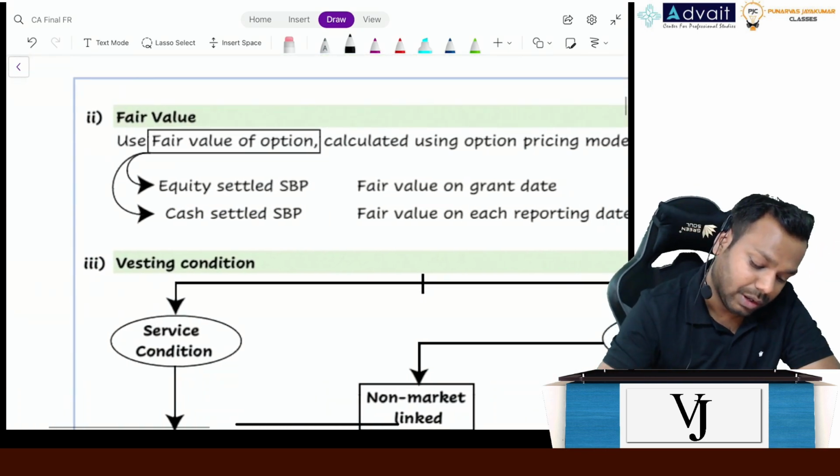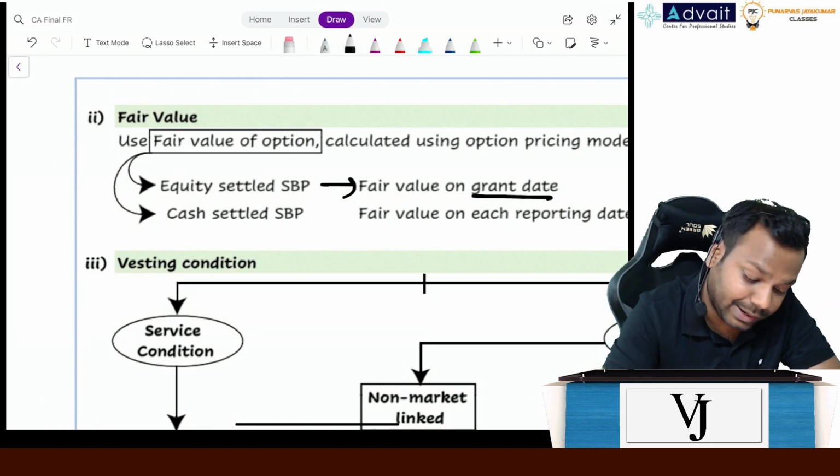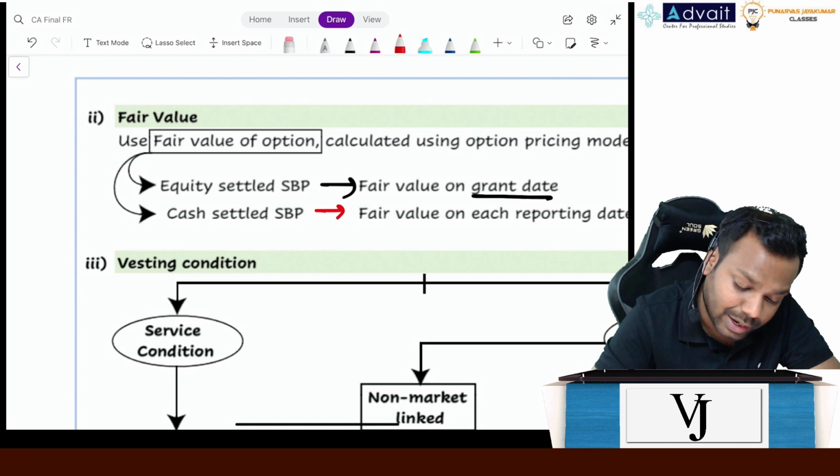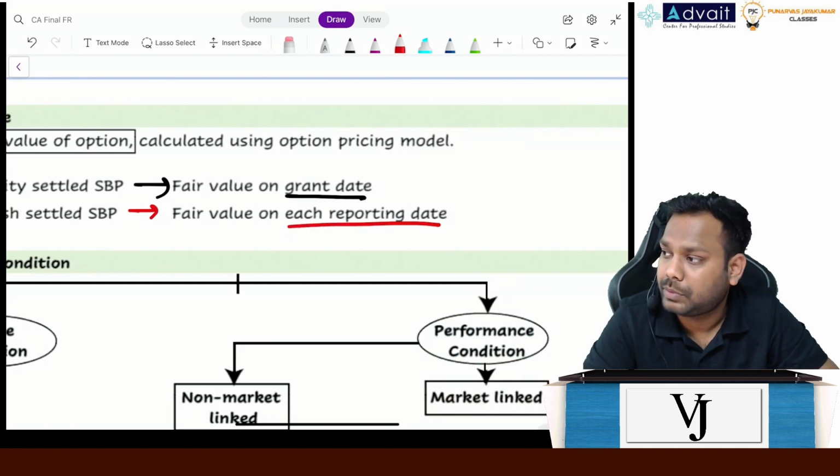Fair value. For equity settled, we'll take the fair value on the grant date, and for cash settled, we'll take the fair value on each reporting date. Is the logic clear to everyone?